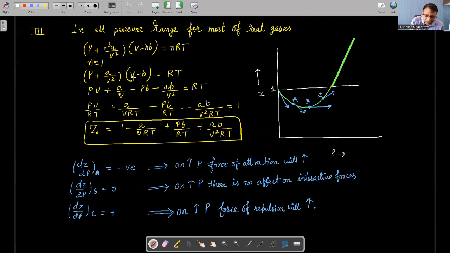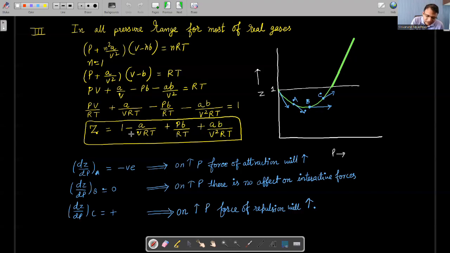If I open the brackets, I can write left hand side PV plus a by V minus Pb minus ab upon V square. If I divide the left and right hand side by RT, this will become PV upon RT plus a upon VRT minus Pb upon RT minus ab upon V square RT is equal to 1. From there we can say that Z is equal to 1 minus a upon VRT plus Pb upon RT plus ab upon V square RT.